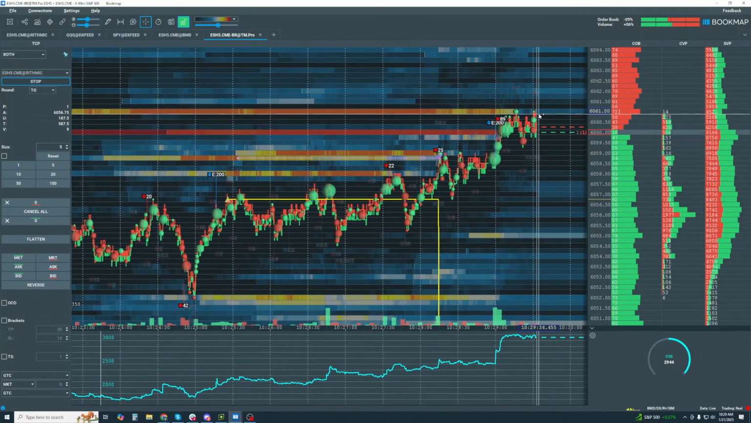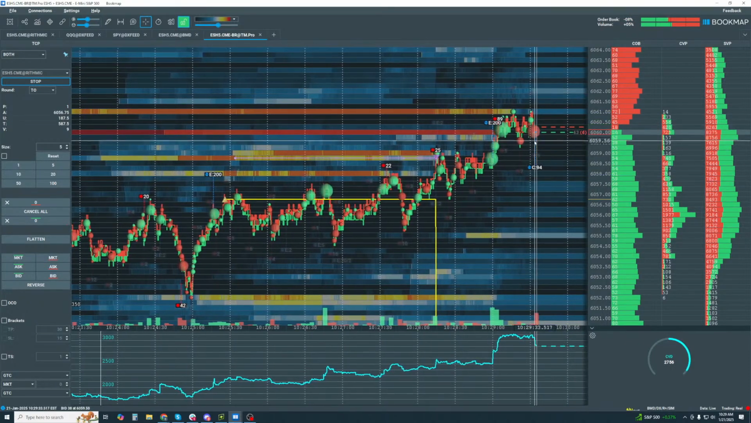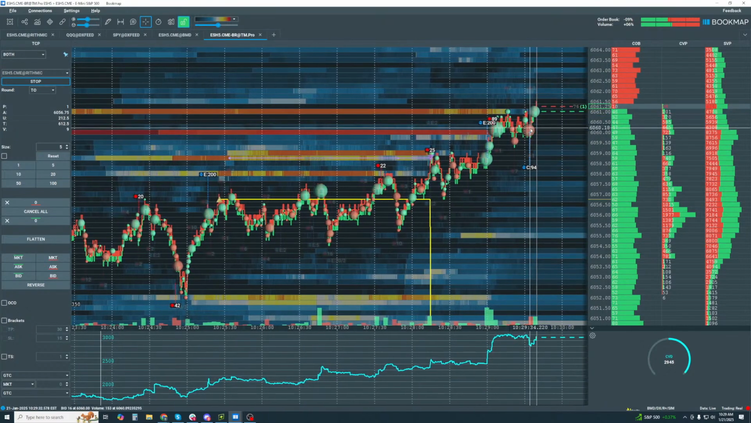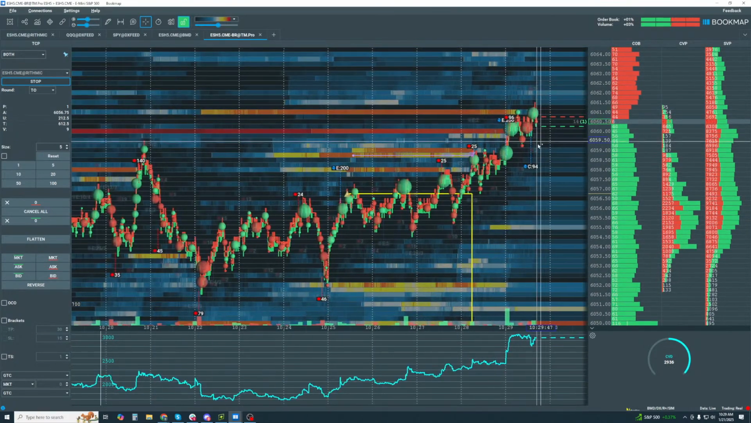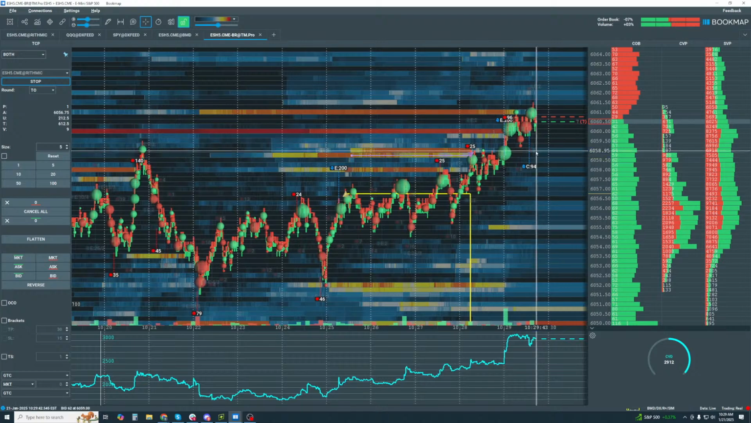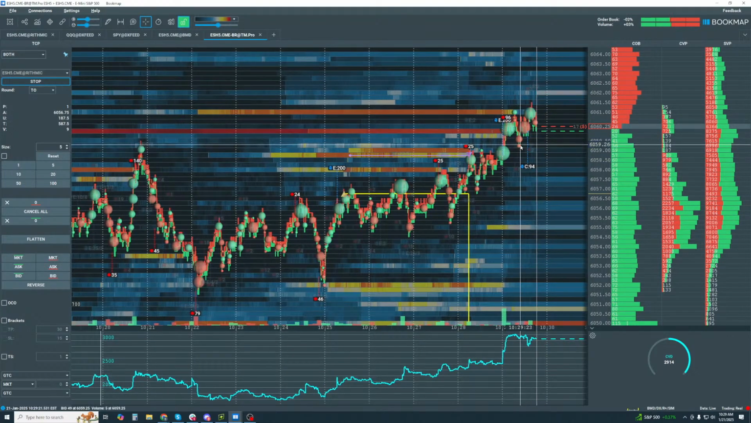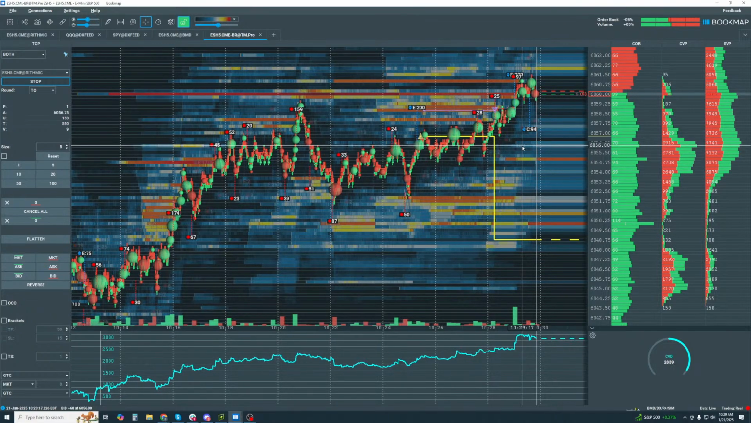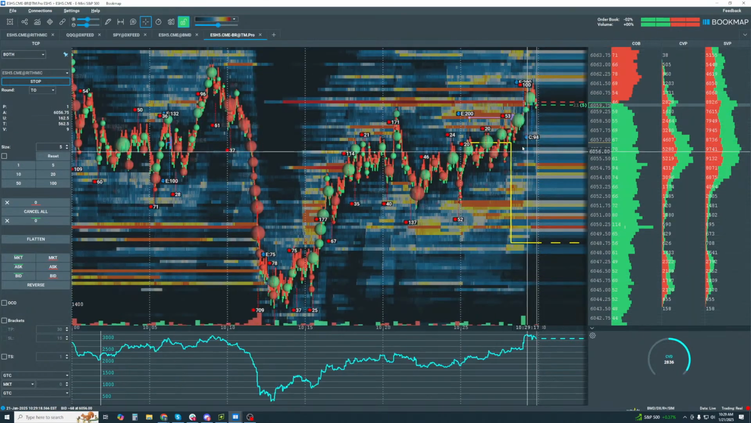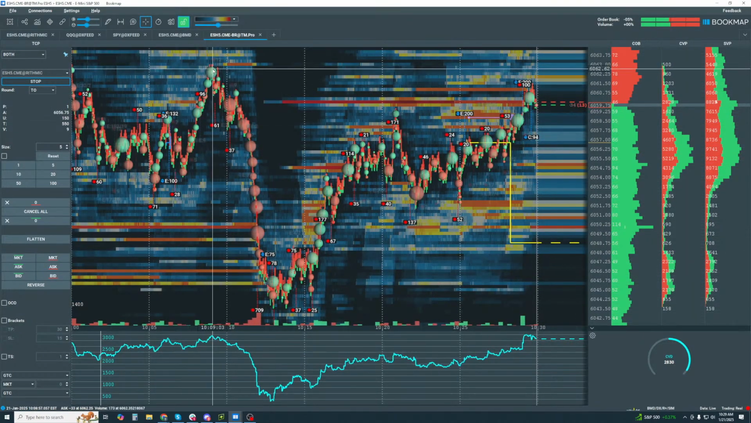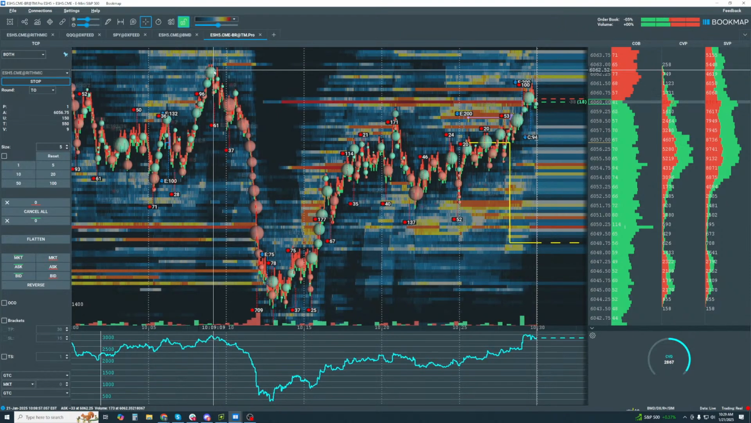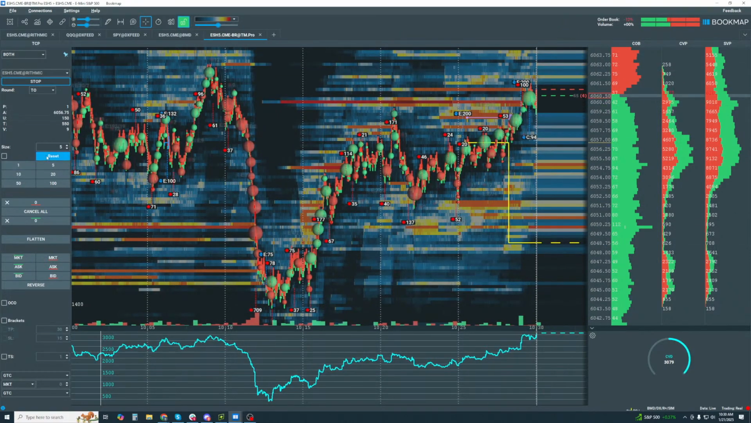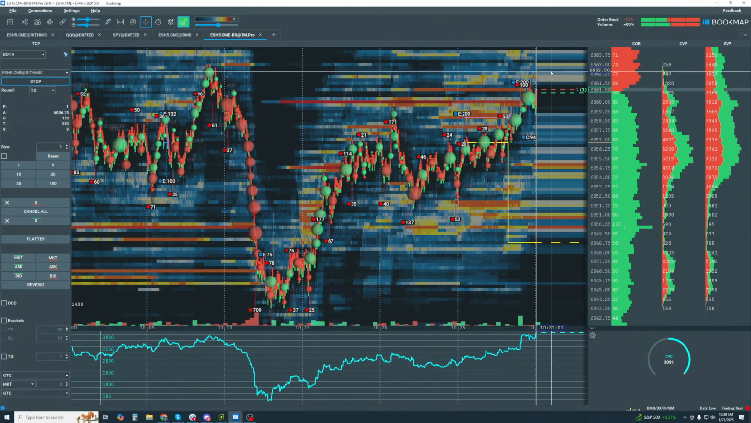Still finding some buyers up here. Okay. And let's see them squeeze these sellers here. Can't get through it. Yeah, I'm looking for the test up to here. In fact, let's reset and put our limit sell up here.